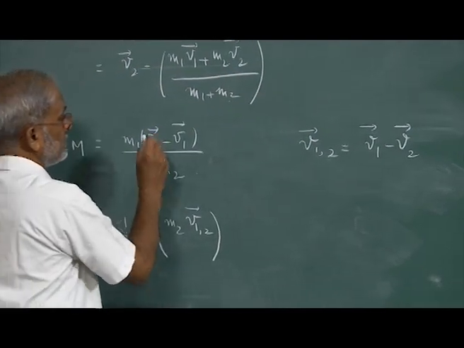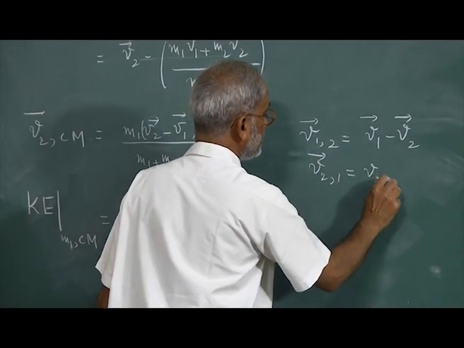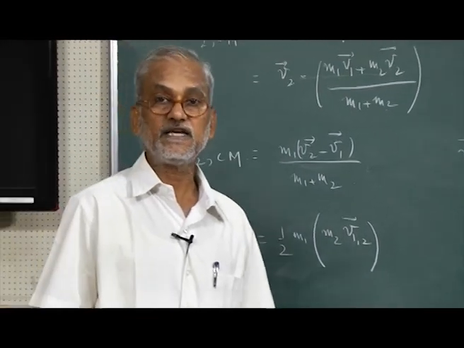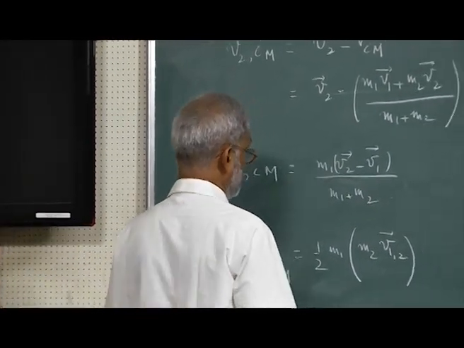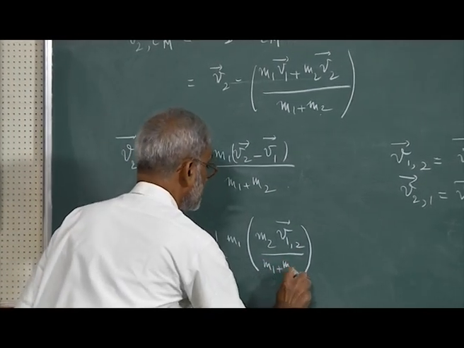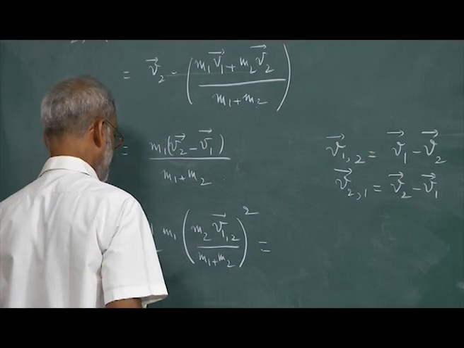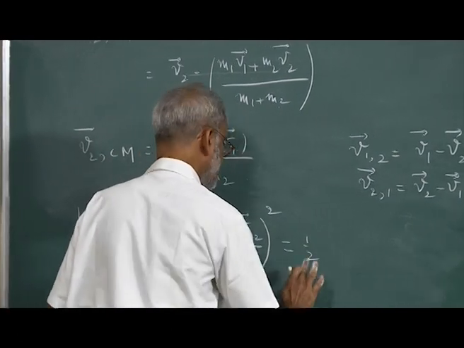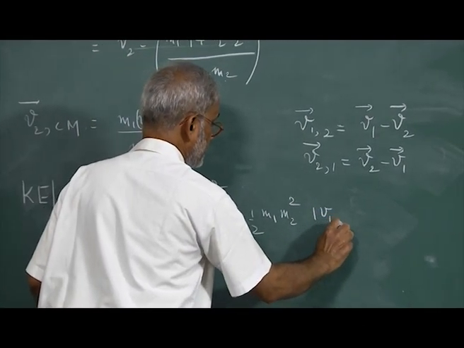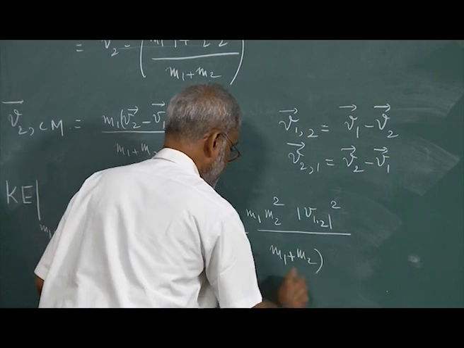Similarly, what is this quantity? This will be V2 minus V1. These two are the same in magnitude, but they are in opposite directions. That divided by m1 plus m2 whole squared. So I can do this calculation, what I will get is half of m1, then m2 squared, then magnitude of V12 squared, that divided by m1 plus m2 the whole squared.